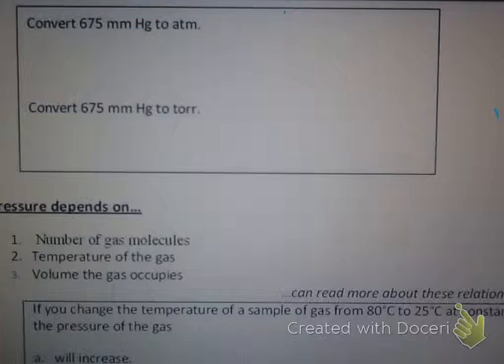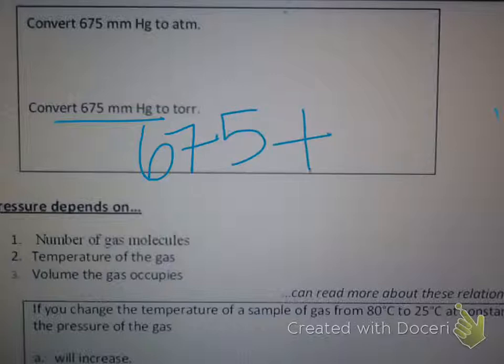Okay, let's convert from millimeters of mercury to torr. If you have 675 millimeters of mercury, how many torr is that? This is an easy conversion. 675 millimeters of mercury is 675 torr, because we just said above that 1 millimeter of mercury is 1 torr. So those should be the same. Alright.